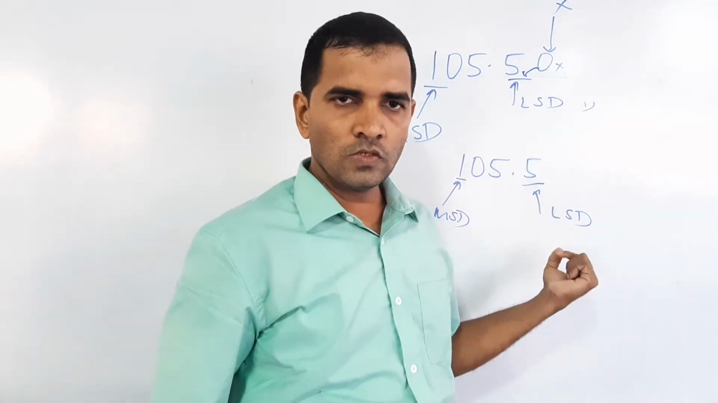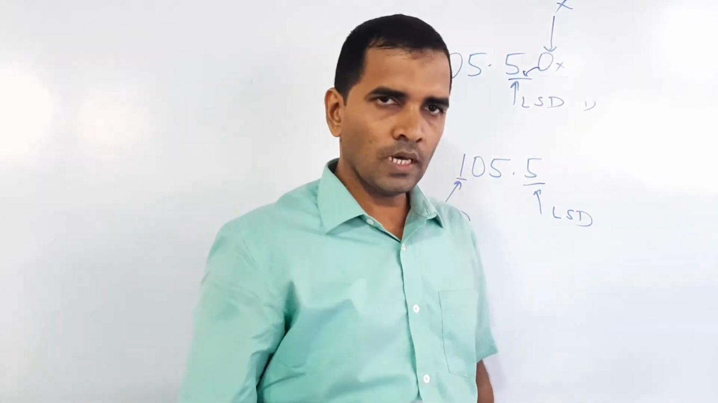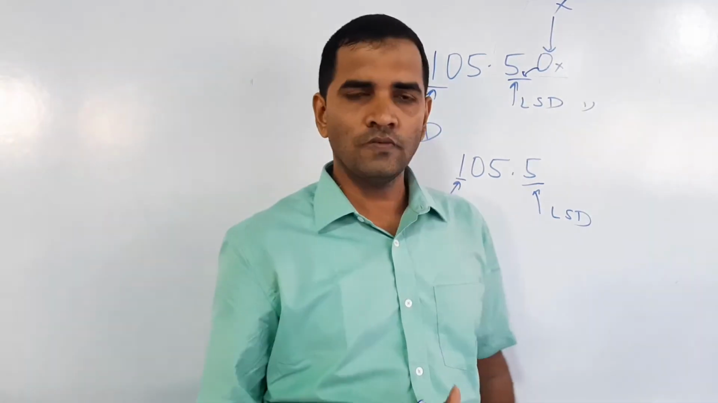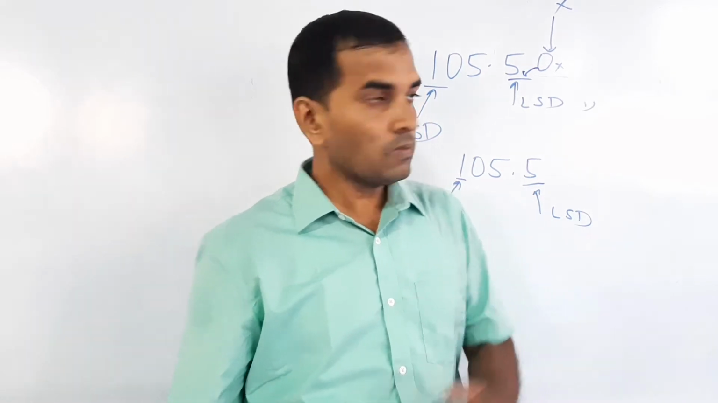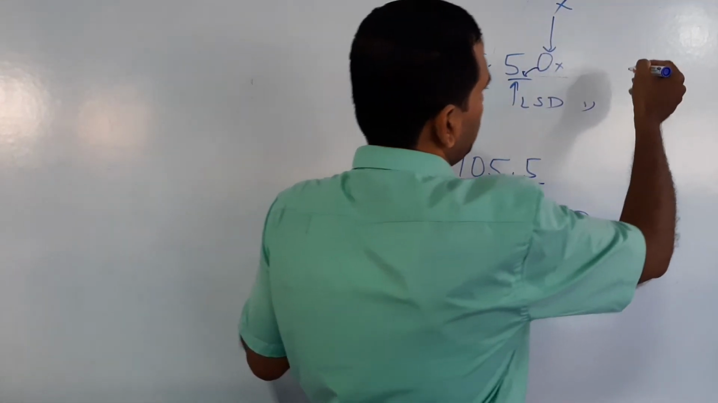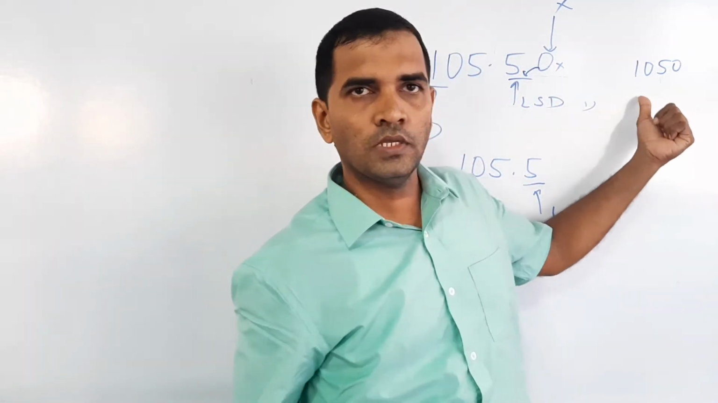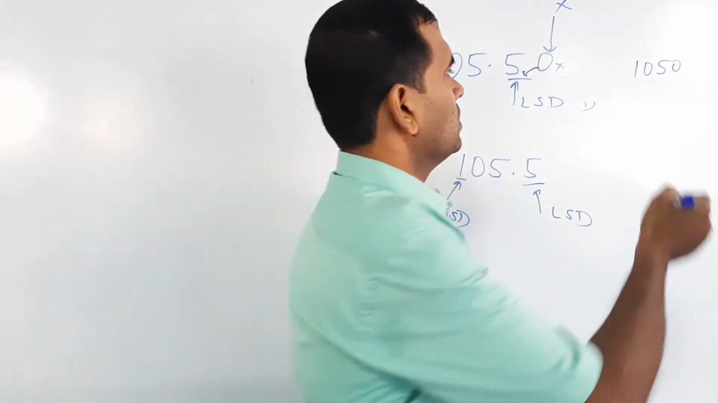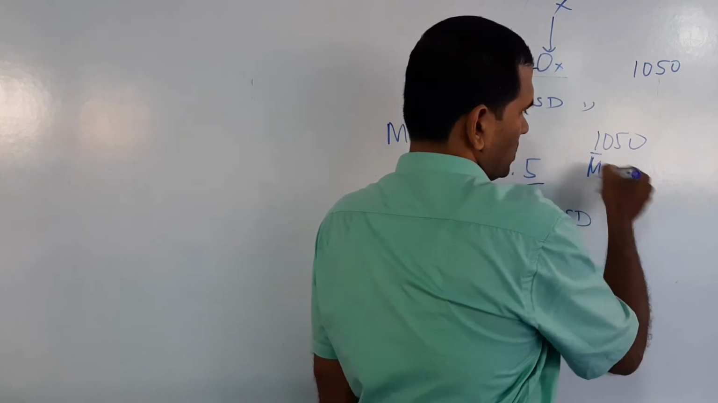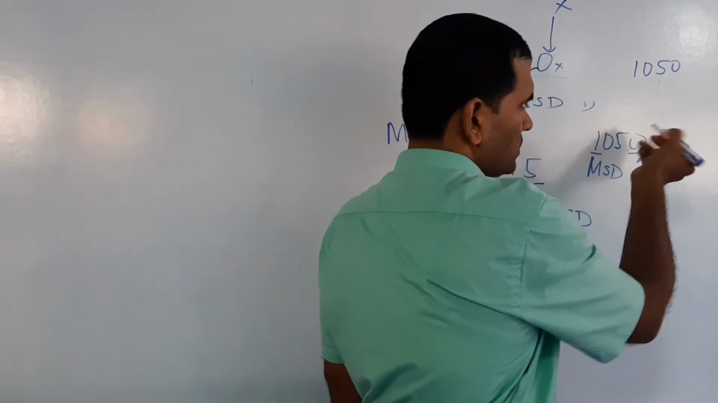To identify an LSD, you have to go to the right extreme number. There is no issue at all. But we have to double check whether that digit has a value or not, right? Generally, all the digits have value except the last zero. For a whole number, there is no issue because even the last digit has value. For example, if I take this number, 1050. Here, this is MSD, one is MSD. In this example, this zero would be LSD, because that zero has value.